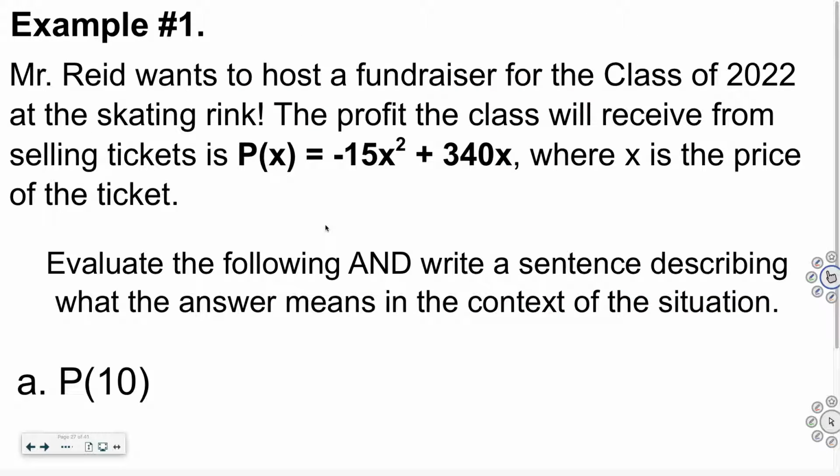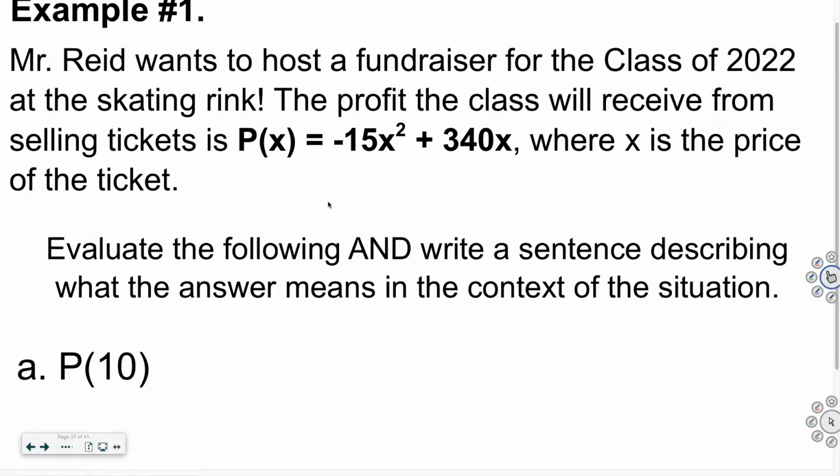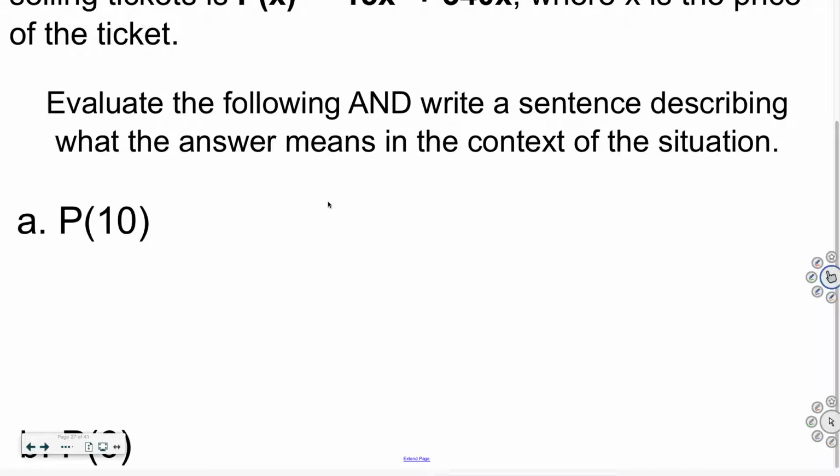Okay, Mr. Reed wants to host a fundraiser for the class of 2022 at the skating rink. The profit the class will receive from selling tickets is P of x equals negative 15x squared plus 340x, where x is the price of the ticket. Evaluate the following and write a sentence describing what the answer means in the context of the situation.